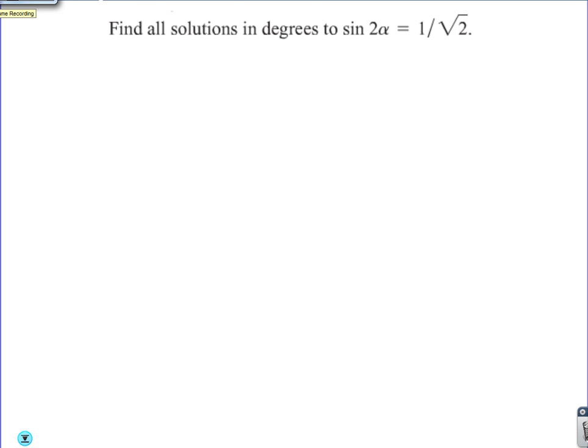Find all solutions in degrees to sine of 2 alpha equals 1 over root 2. Let me rewrite it. I don't like that 1 over root 2 because we're not used to seeing it like that. When we rationalize it, it would be root 2 over 2. That looks better. Sine of 2 alpha equals root 2 over 2. Now you have to be cautious with this one, because the sine of some angle equals root 2 over 2. This is kind of like your question mark here. The sine of what equals root 2 over 2? What angle is that? Or what angles, excuse me, there's 2 of them.